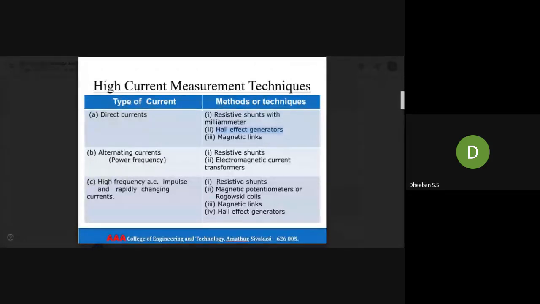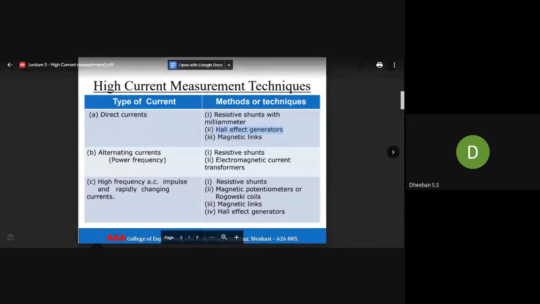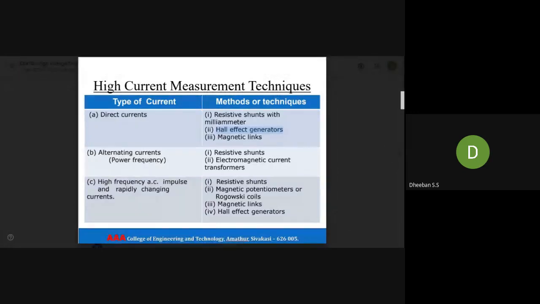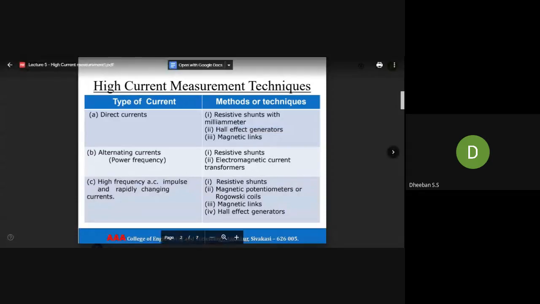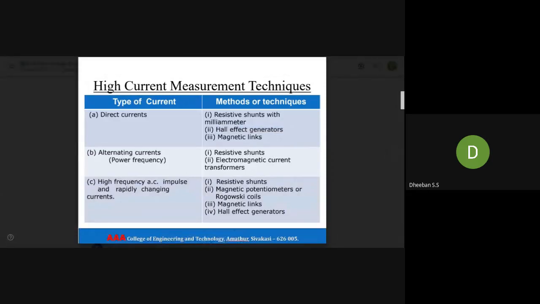After that, for AC current, we will be making use of the resistive shunts again. Afterwards, we'll be making use of electromagnetic current transformers. This current transformer measurement is similar to your CT. How you measure with CTs and PTs, the same principle will be used in electromagnetic current transformers. You might have learned this CT and PT measurement in your measurements and sensors subject.